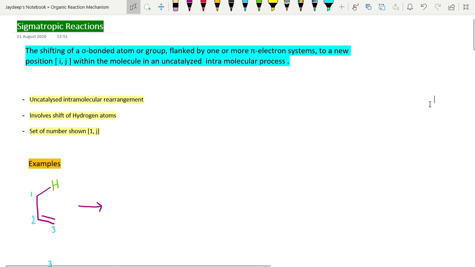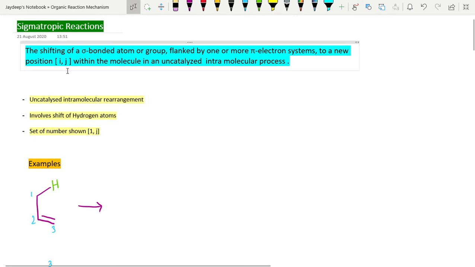Consider sigmatropic type of reactions. According to the definition of sigmatropic reactions, it is the shifting of a sigma-bonded atom or group, which is flanked by one or more pi electron systems, to a new position represented in bracket i, j within the molecule in an uncatalyzed intramolecular process.